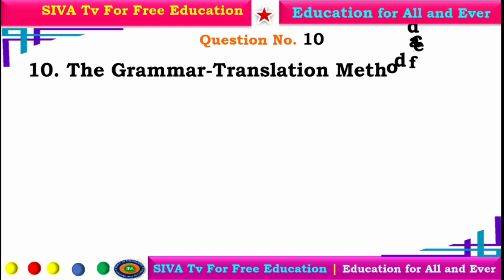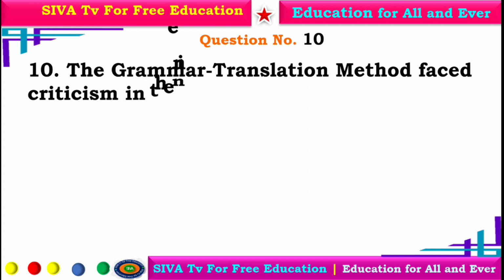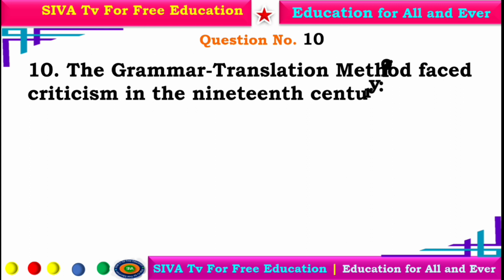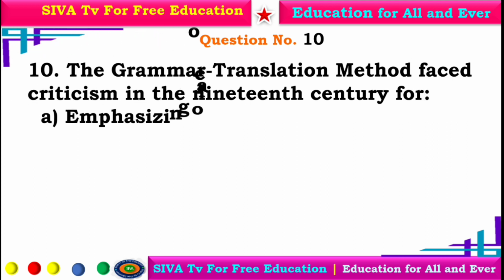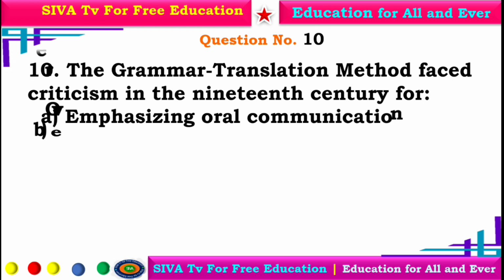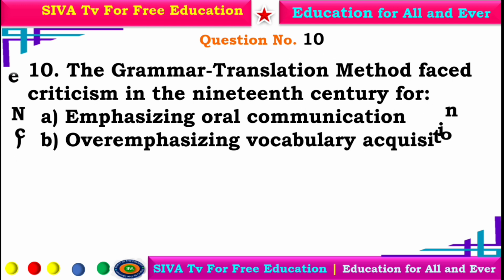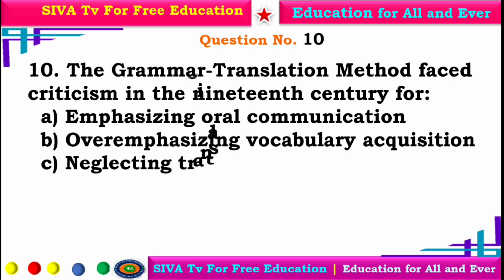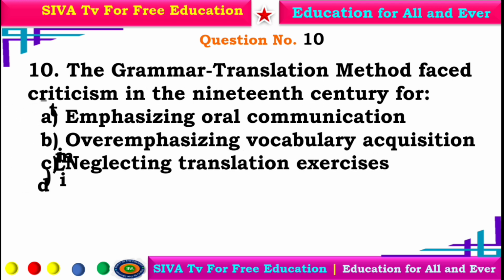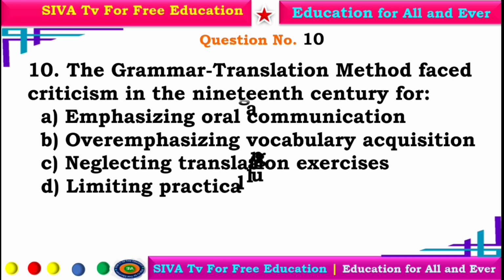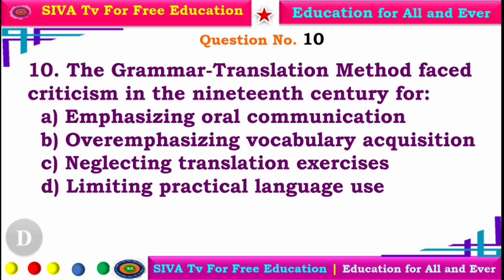The grammar translation method faced criticism in the 19th century for option A, emphasizing oral communication. Option B, overemphasizing vocabulary acquisition. Option C, neglecting translation exercises. Option D, limiting practical language use. The correct answer is option D, limiting practical language use.